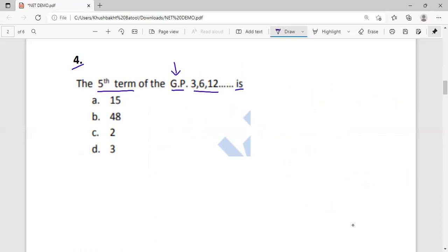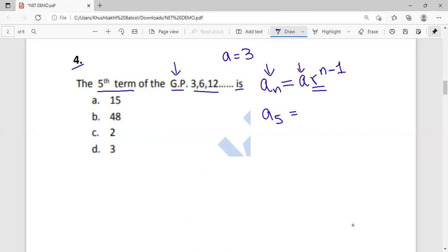Particularly, all you need to know is the formula for finding the nth term in a geometric progression. The formula for finding the nth term in geometric progression is this. This is your nth term. You need to find A5. A5 is basically the fifth term of the sequence. A is the first term. First term is 3, so A would be equal to 3, and R is the ratio.